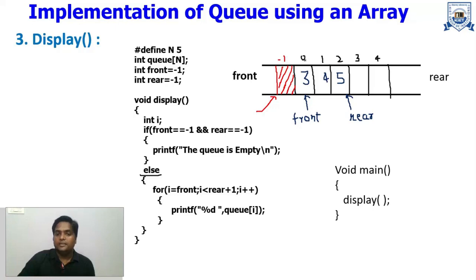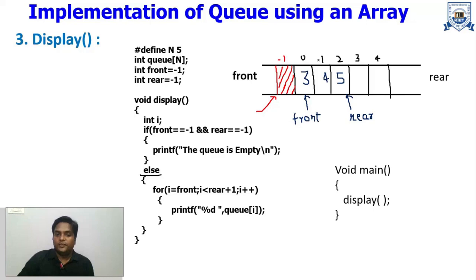So for I equal to 0, I less than rear plus 1. What is the value of rear? Rear is equal to 2, so 2 plus 1 is 3. So I is less than 3, I plus plus. So what we do: for I equal to front, I less than rear plus 1, printf %d q of I. First of all, q of I is what? I is 0, so this 3 will be printed. Then I plus plus.